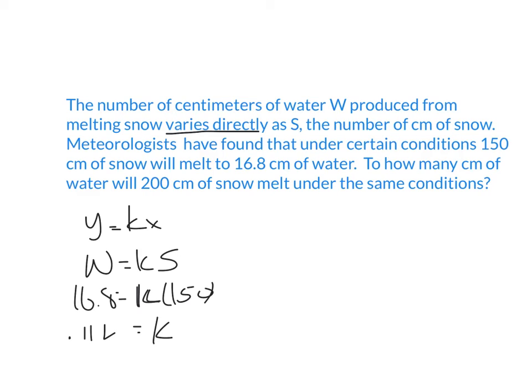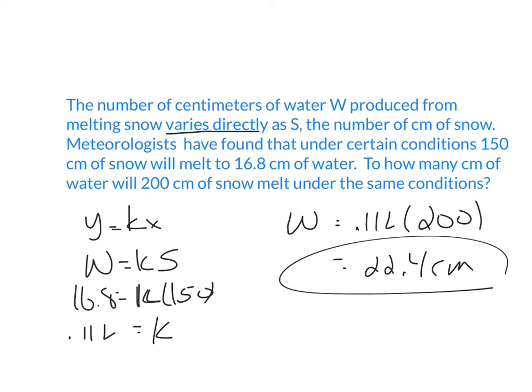So how about with 200 centimeters of snow? Water would be 0.112 times how much snow there was, which was 200 centimeters. Look at how much water that would produce. Just multiply 200 times 0.112, and I would get 22.4 centimeters. And that's how much water is produced.